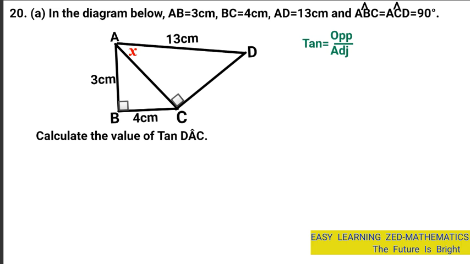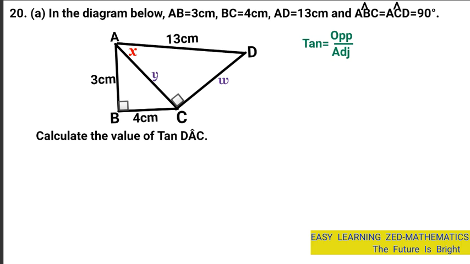Now when you look at this question, you identify that the side opposite to the angle x is this one, the one I've marked w in purple. That is the opposite. Then the adjacent side of this angle x is this one, which I've marked y.